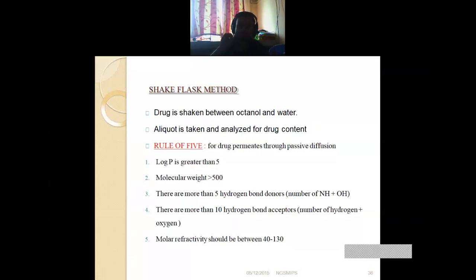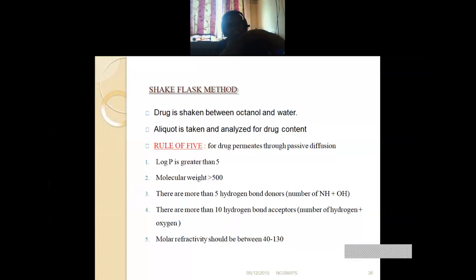Understood? So there is diffusion. Diffusion means it passes from the higher concentration to the lower concentration. So there is a rule of 5. If log P is not greater than 5, then it follows passive diffusion. If the molecular weight of the particular drug is below 500, then it will follow the rule of 5, that is, it goes by passive diffusion.